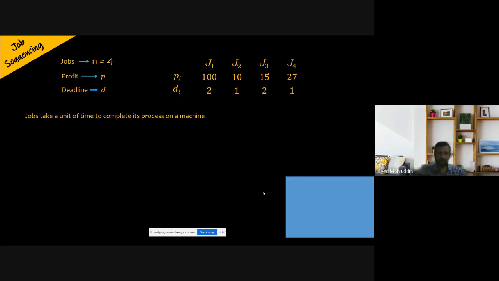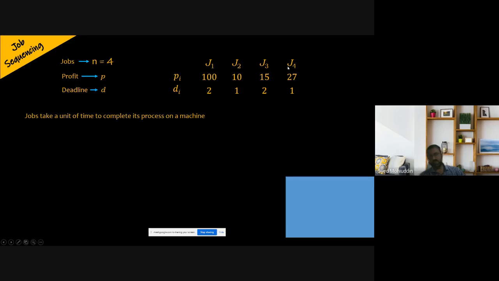Now, there are certain constraints here. Constraints are: each job takes a unit of time to complete. So here, J1 job deadline is 2, which doesn't mean that it will take 2 units to complete.